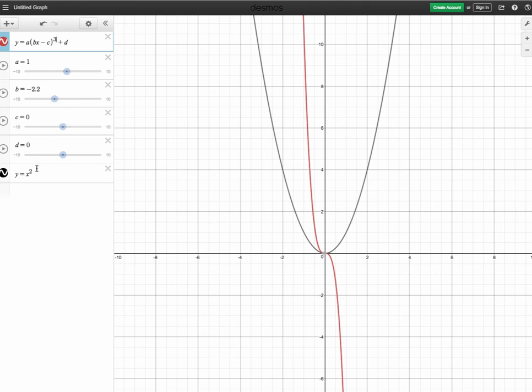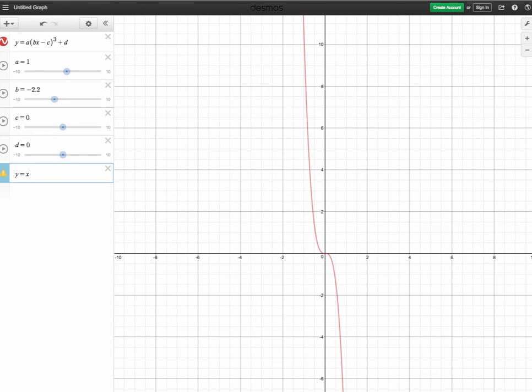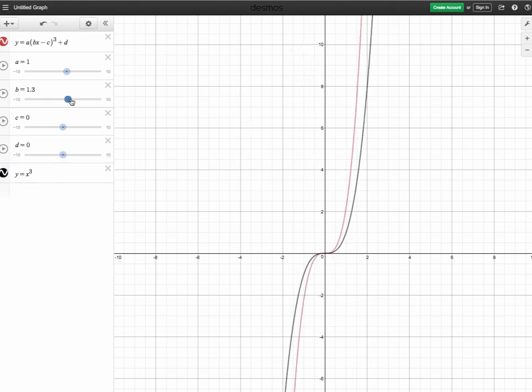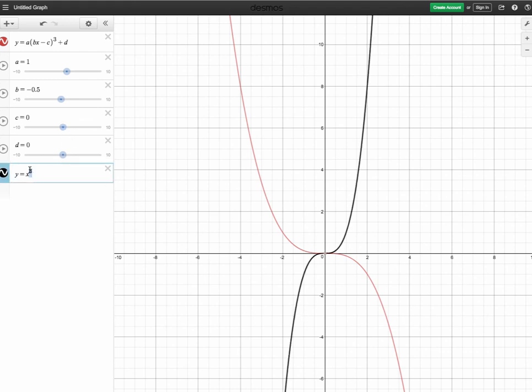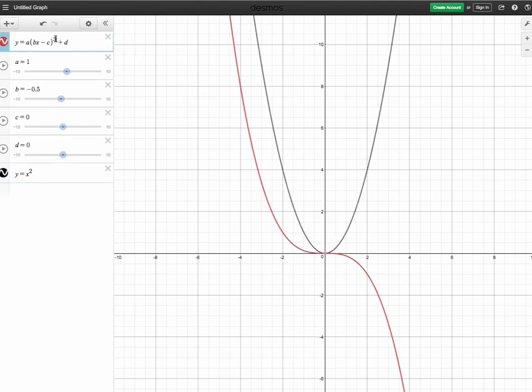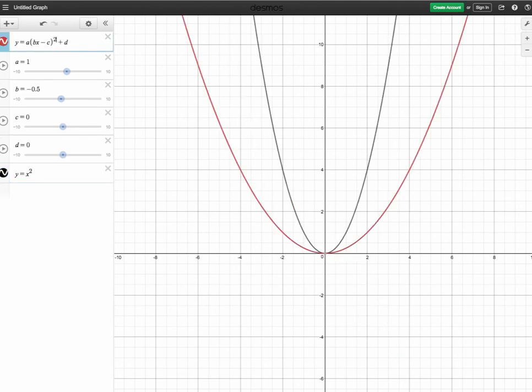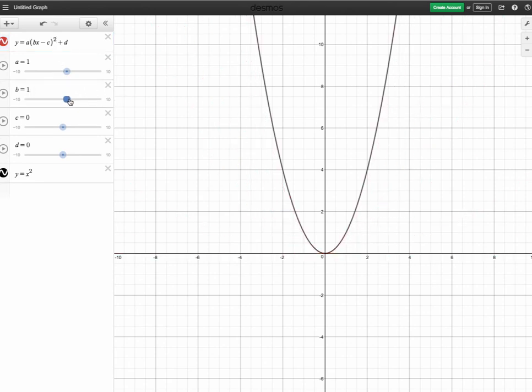All right, let me change this one as well. So this is y equals x cubed. All right, so let me make B positive again. See, it's got the same behavior, but when B becomes negative, it reflects it across the y-axis here. Let me take this back to the squares because I do want to finish showing you the shifting with the squared function. All right, let me put B back to 1.